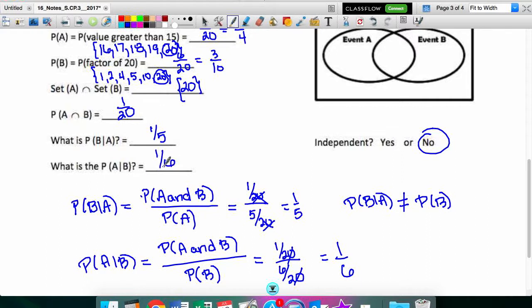And there's our answers. Notice that I didn't fill out the Venn diagram. Often you will be given Venn diagrams, but you don't necessarily need to fill them out. If you feel like you would like to fill them out, you may, but you don't have to unless stated to.